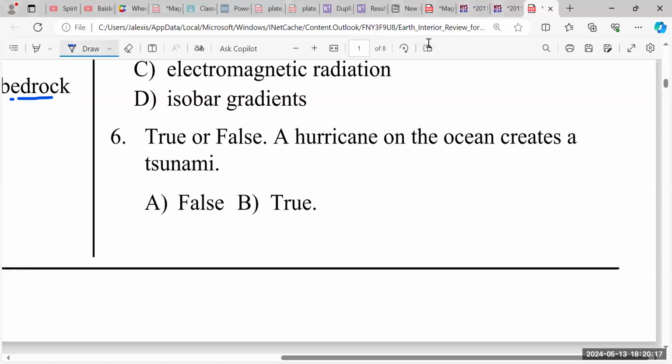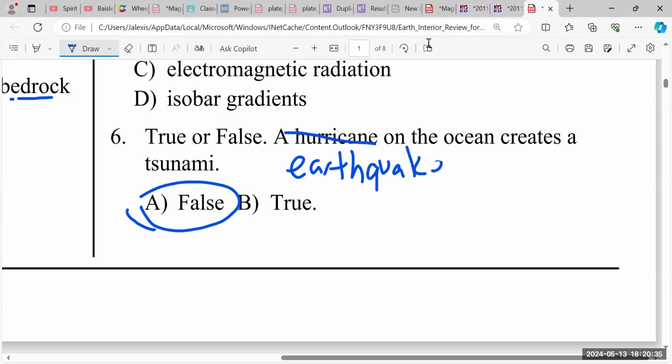Number 6. It says true or false. A hurricane on the ocean floor creates a tsunami. That is actually false. Does anybody know what creates a tsunami to make this true? Actually, it's an earthquake. All right, an underwater earthquake actually creates a tsunami. So the correct answer is A.